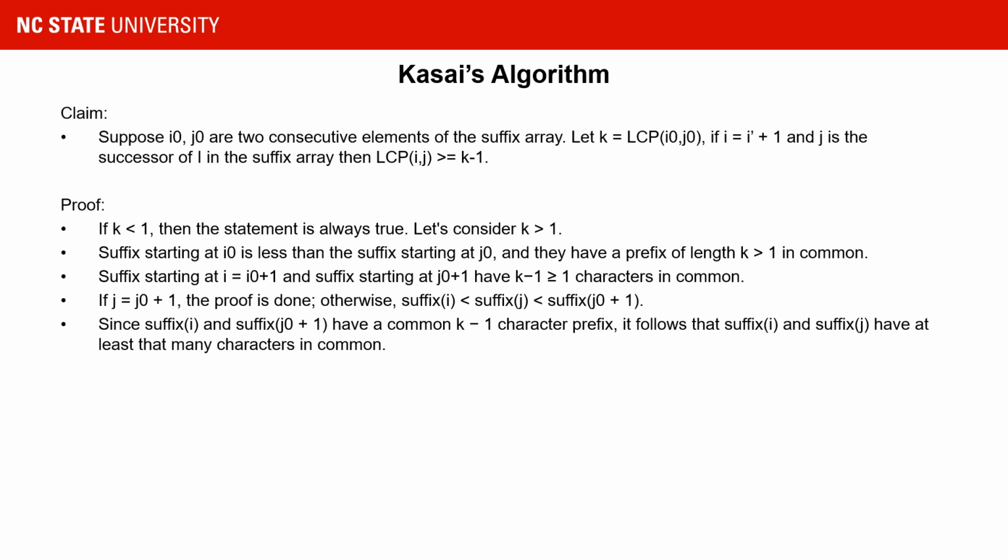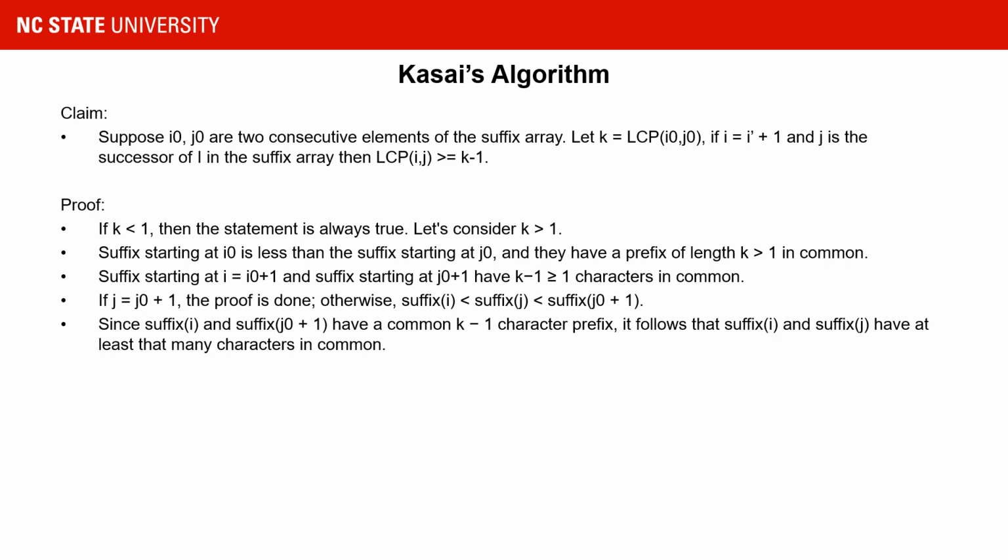Now I'll be discussing the claim related to Kasai's algorithm, which states that suppose i0 and j0 are two consecutive elements of the suffix array, let k equal LCP of i0, j0. If i equals i0 plus 1 and j is the successor of i in the suffix array, then LCP of i, j is always greater than or equal to k minus 1.